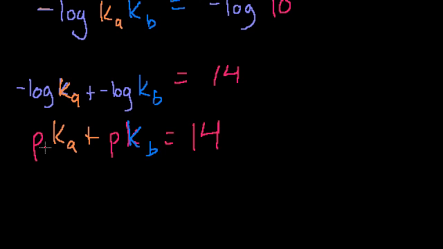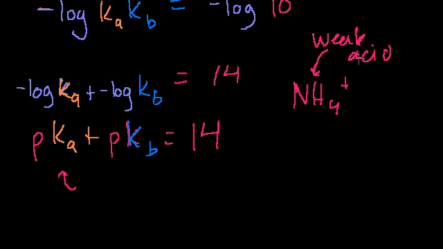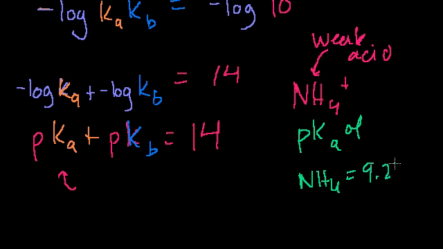Now, why is this useful? Well, if you know the pKa for a weak acid, for example, let's say we have NH4 plus. This is a weak acid, right? It can donate an H, but it's not an irreversible reaction. That H can be gained back. So this is a weak acid. If you look it up on Wikipedia, it'll tell you the pKa of NH4 is equal to 9.25, so this is 9.25 for ammonium.